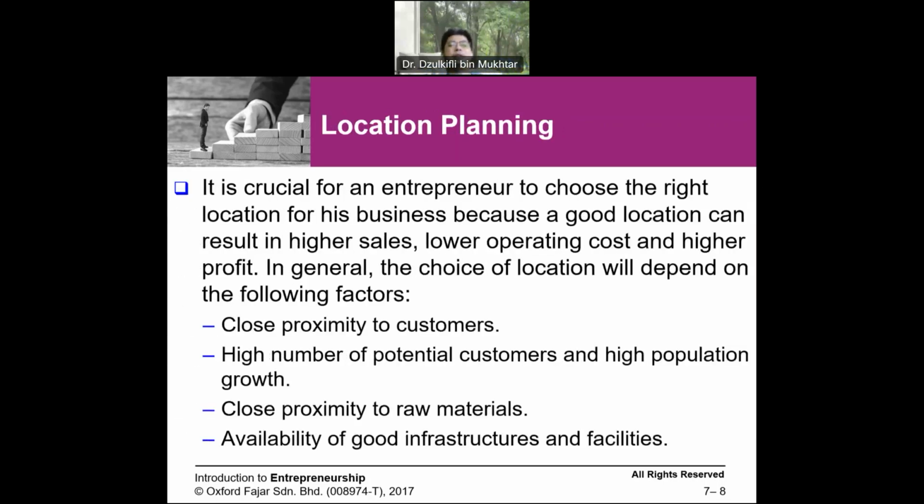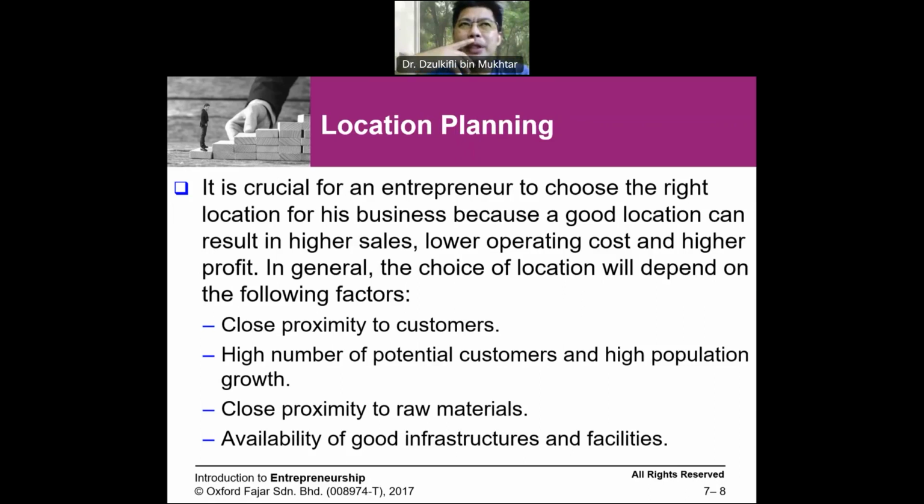So first is about the location planning. Sometimes people argue this is no longer relevant, but I think we need to have an idea, because at certain juncture you need to understand the physical existence of the location of the product, or even the digital existence. Kat mana kita nak wujud dalam dunia digital? This is also what we call a location. Okay, it is crucial for an entrepreneur to choose the right location for his business, because good location can result in higher sales, lower operating costs, and higher profit. Definitely, this is where we want to play around with the margin of our business.